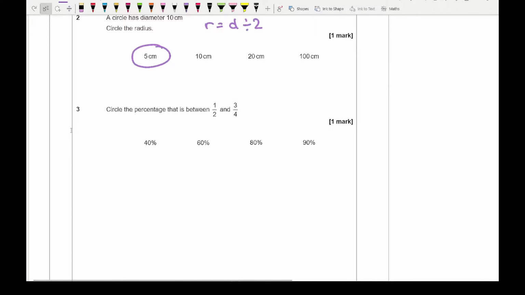For question 3, it says circle the percentage that is between 1/2 and 3/4. For this, we know there's a couple of ways in which we can do this. Well, we know that a half is 50%, and we know that 3/4 is 75%. So what we're looking for is the middle number between these two. Now, obviously, by cancelling the wrong answers, what we know is definitely going to be wrong. Well, it's definitely not going to be 40 because that's less than 50. It's definitely not going to be 80 and 90 because, again, they're higher than 75. So the correct answer can only be 60%.